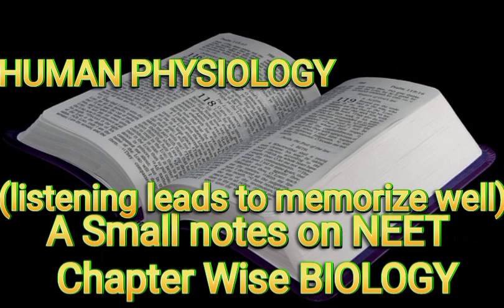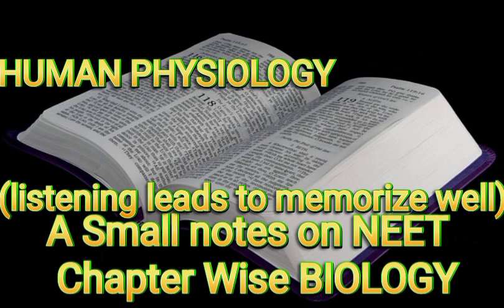Total lung capacity is the sum of vital capacity and residual volume. That is, vital capacity of our lungs is total lung capacity minus residual volume.